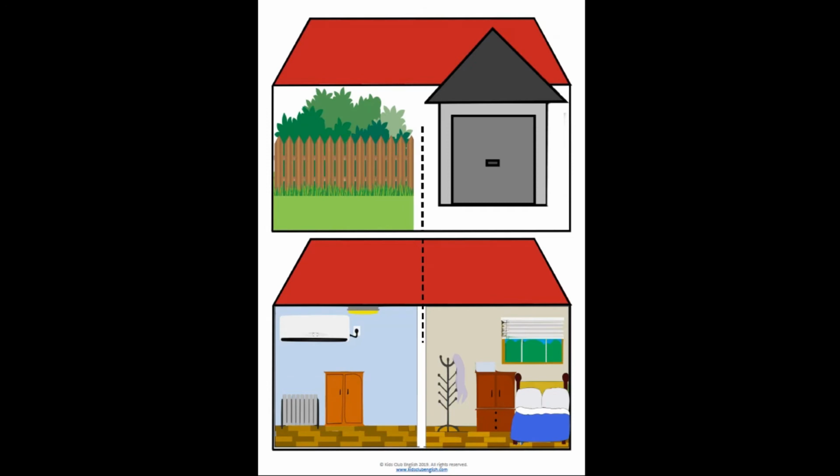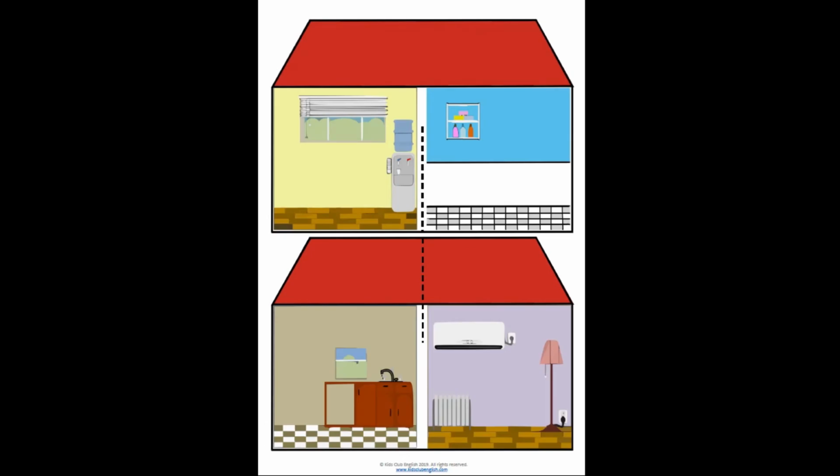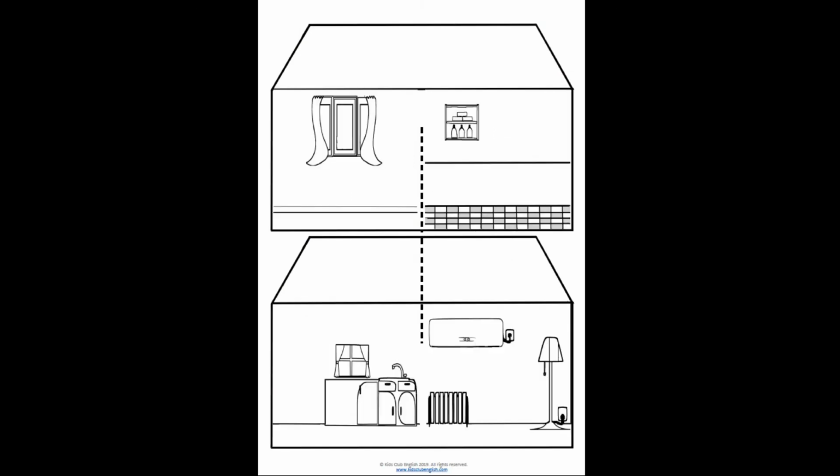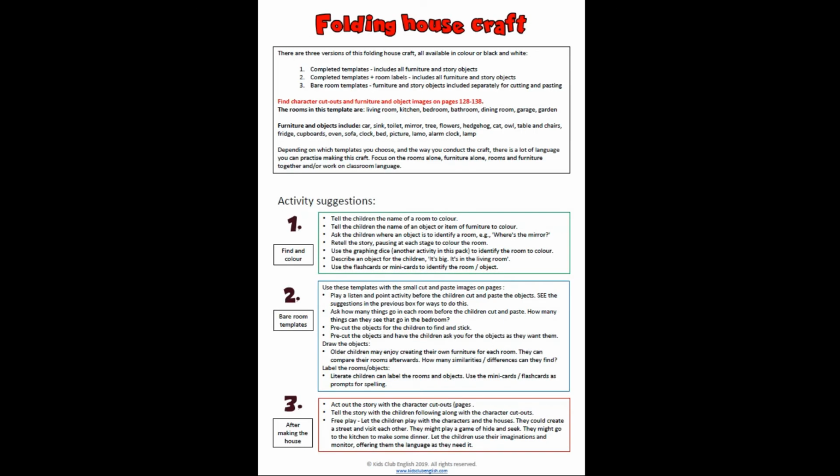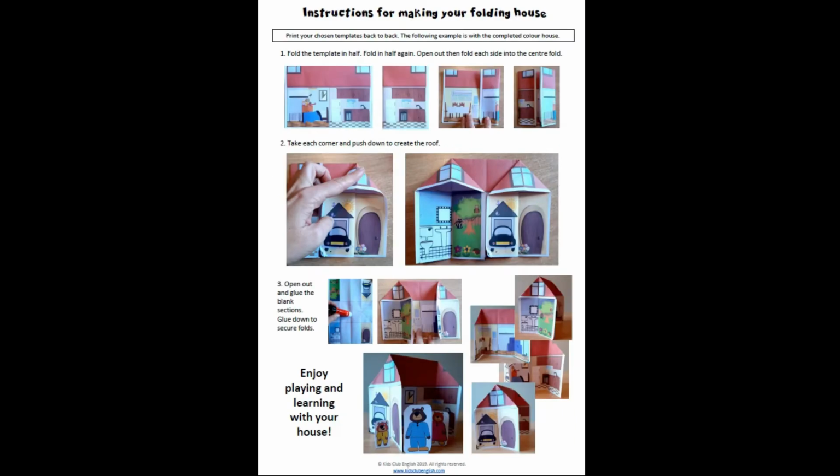And then you've got versions that don't have the objects or furniture in. So these are to use with the cut and paste furniture and objects images. All right. Then there's a folding house. So this is a bit trickier. So this is probably better age 5 or 6 upwards. You've got the instructions there on how to fold it.